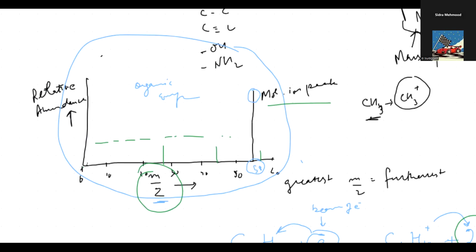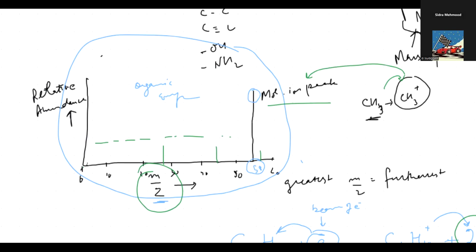Okay, the one which has the most m over z value, this peak is called the molecular ion peak. And actually, this is formed by the losing of an electron from the molecule, the organic molecule, whichever molecule we are using as a sample. When it loses its electron, like this is the sample, CH3, it has just lost its electron. So this peak is actually referring to this ion, not the molecule. That's why we are saying it's the molecular ion peak. Whichever molecule we are using in the sample, when it gets ionized, the peak it is showing is the molecular ion peak.